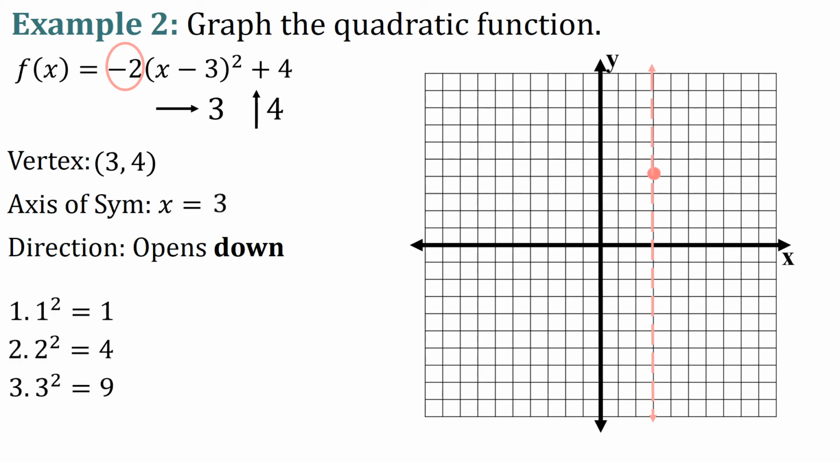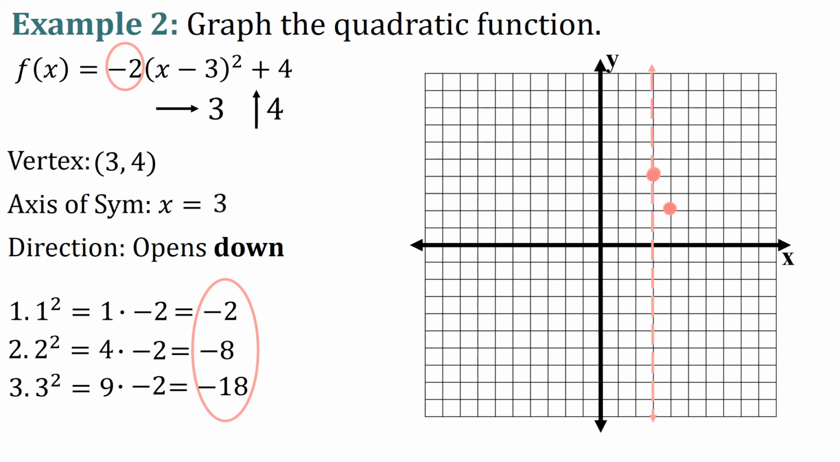But this time, instead of using 1, 4, 9, we have to account for the fact that we have this -2 out front. So we're going to multiply 1, 4, and 9 all by -2. 1 times -2 is -2. 4 times -2 is -8. 9 times -2 is -18. What this means now is that we're going to go out 1, down 2. We're going to use these values right here, -2, -8, -18.